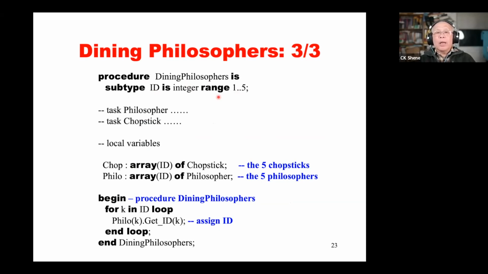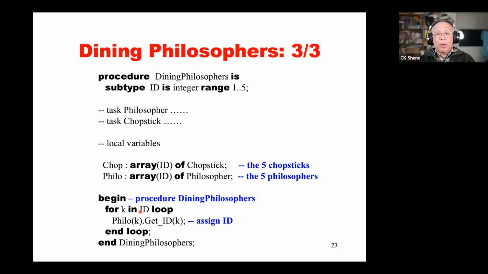So in Ada, you could ask the compiler to check whether an index is outside of this range. Then we declare our task philosopher, our task of chopsticks here, and we also have other local variables. Two of them were used. Chop is an array of the task chopsticks. Philo is an array of the task philosophers. ID is in the range of 1 to 5.